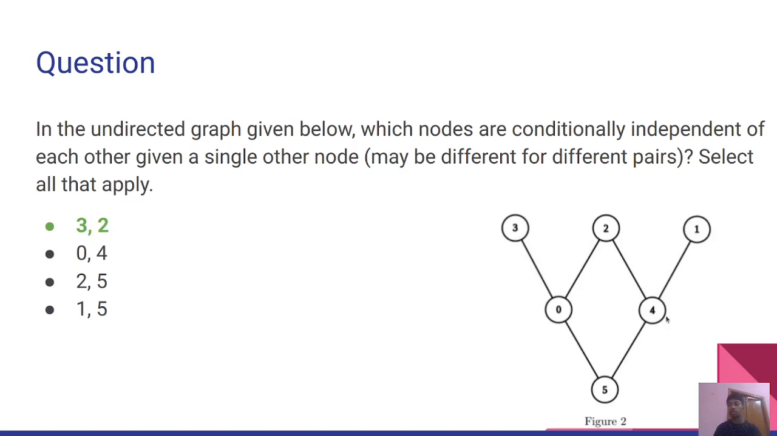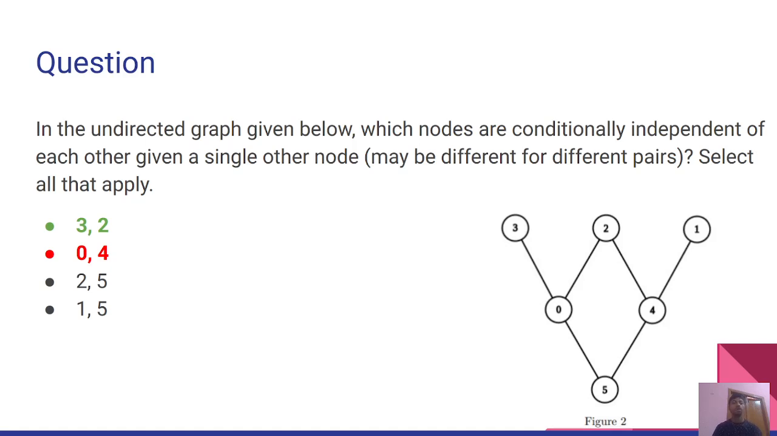What about 0 and 4? Can we block one node such that 0 and 4 are independent? No, because from 0 to 4 we can go via 2 as well as 5. If we block 2, it can go to 4 via 5. If we block 5, it can go to 4 via 2. So this option is not correct. 0 to 4 will not be independent if we remove only one node.